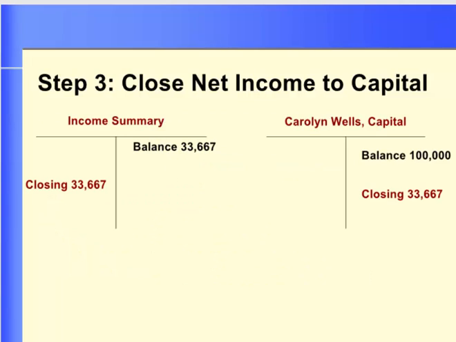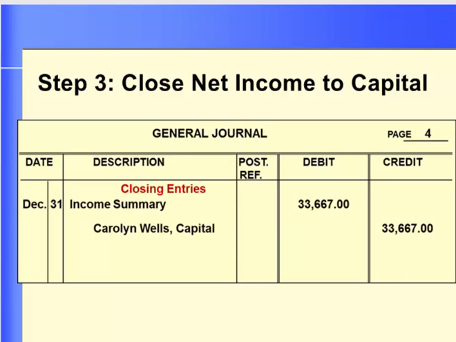Income summary has a credit balance of $33,667 at this point, so to close it, we would debit it for this amount and make a corresponding credit to the owner's capital account for the same amount. Here is an illustration of what the third closing entry would look like in the T accounts. Here is the third closing journal entry.